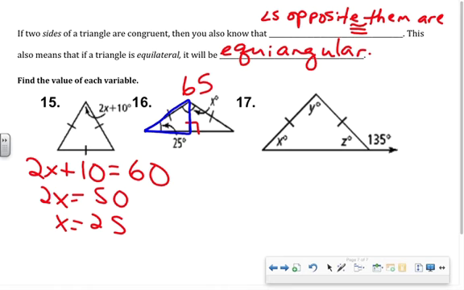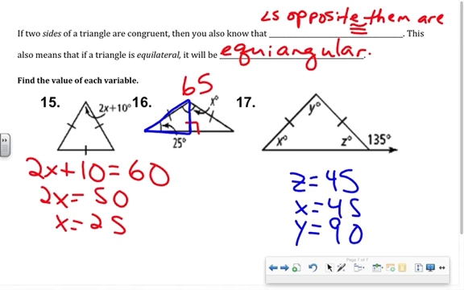Okay, number 17. What angle do you find first? What angle do you think you're going to find first? Myself personally, I notice a Z. Yeah, it's forming a what with 135? They are supplementary. They are a linear pair. So Z is 45, so is X. Which leaves how many degrees per angle Y? So it happens to be a 45, 45, 90.